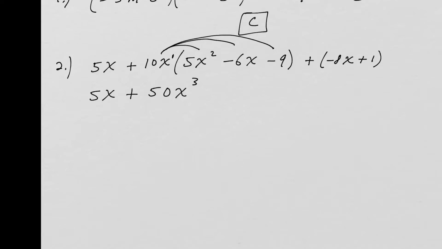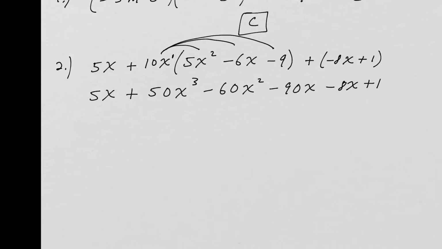10x times negative 6x. Well, 10 times negative 6, do the coefficients first. That's negative 60. And then x times x, I have to add the exponents. Well, 1 plus 1 is 2. So this is just going to be x squared. And then 10x times negative 9. Well, 10 times negative 9 is negative 90. And I still have an x there. And then for the remaining polynomial, I can remove those parentheses, because there's just a 1 in front. So I can write this as minus 8x plus 1.